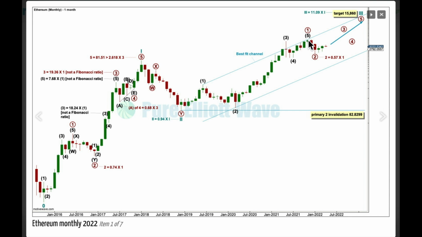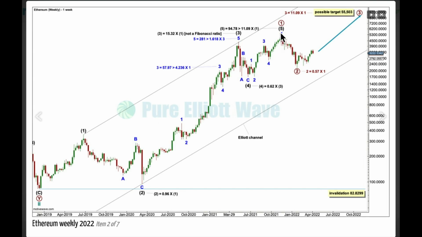Let's take a look at the first weekly chart. Here's the high of primary 1. I want to take a quick look at the Fibonacci ratios within primary wave 1, because this is going to give us even more information as to what to expect for wavelengths for Ethereum. Primary 1 is an impulse labelled intermediate 1, 2, 3, 4, 5.